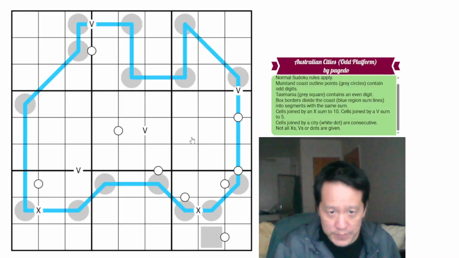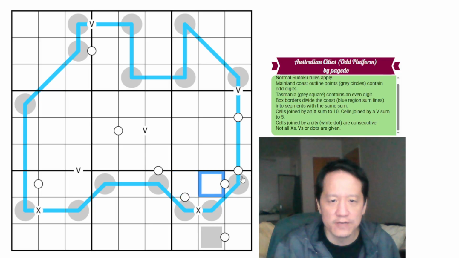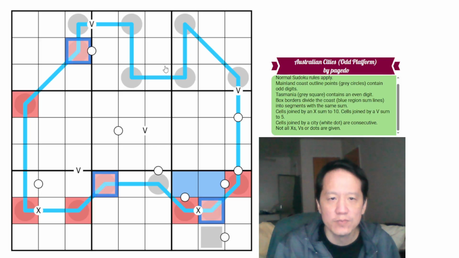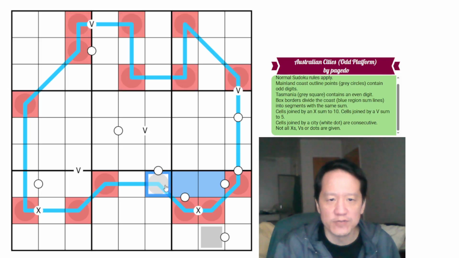Okay, so what should we do? Well, these are consecutive with odd digits here, right? These 2 cells are specifically consecutive with a cell next to a circle. So these must be even digits, and we're going to color the odd digits all red and all the even digits blue. That's just personal preference. So this must be even, this must be even, this must be even, so this has to be odd because it's consecutive with an even digit.